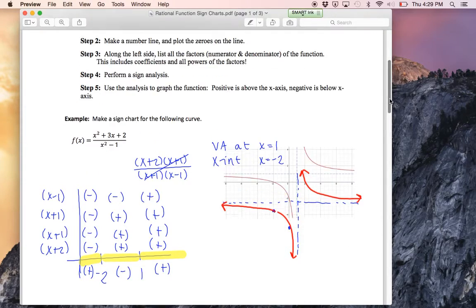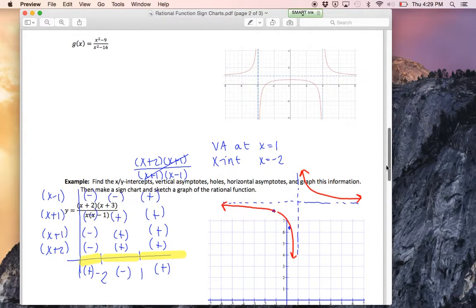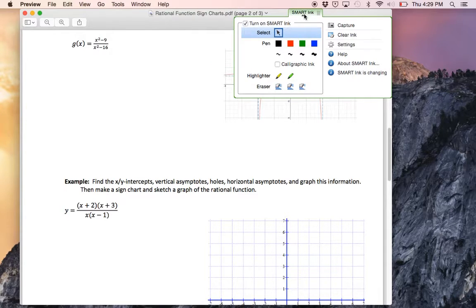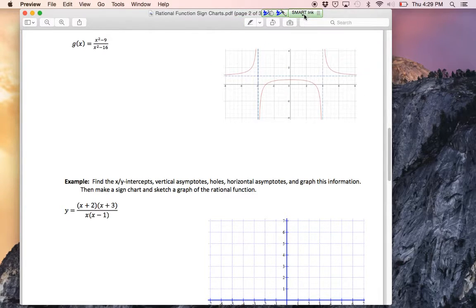So let's look at another example here. So here we've already found all the pieces to this graph and plotted them, and now you have to imagine that we're just trying to figure out where these go, above or below the x-axis. So I'm going to factor the numerator, x plus 3 times x minus 3, divided by x plus 4 times x minus 4. And I'm going to make my sign chart.